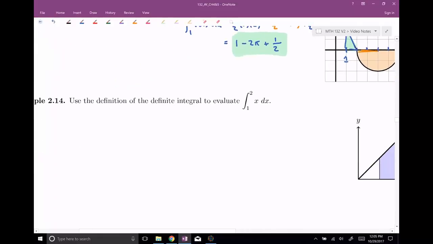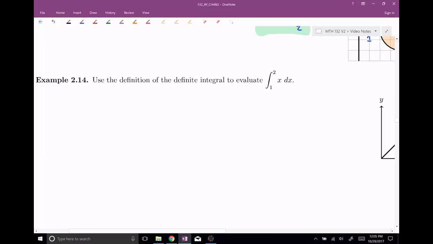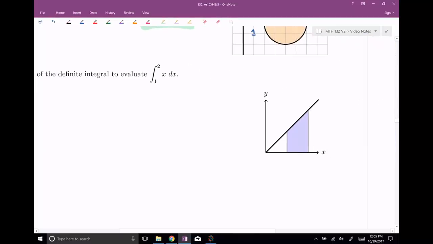Our second example, let's actually use this definition. So I'd like to use the definition of the definite integral to evaluate this integral from 1 to 2 of x dx. And I went ahead and gave us a picture here. And of course, there's a quicker way, right? This is, again, some nice geometric thing.